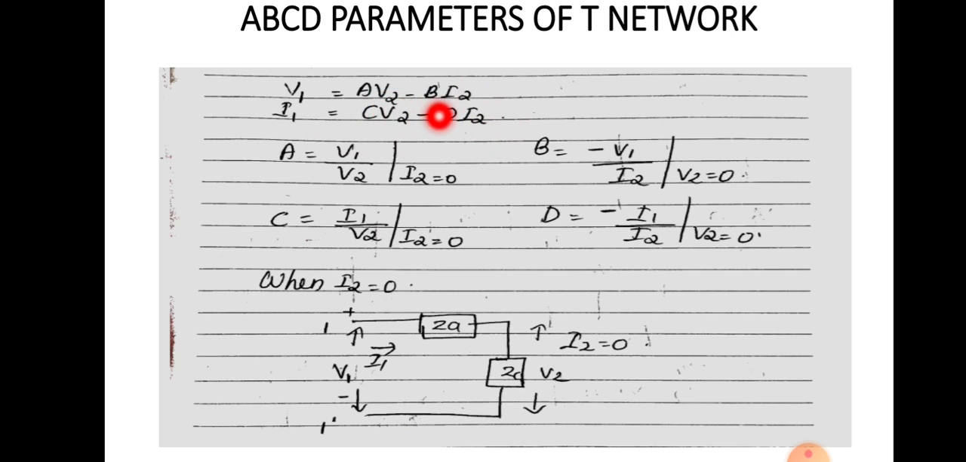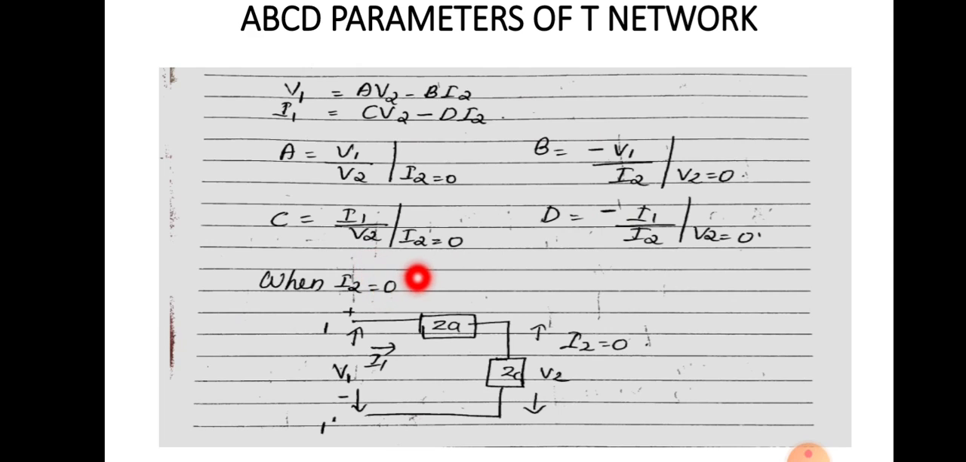So here, when you are putting I2 equal to 0, A will be equal to V1 by V2. B will be equal to V1 by I2 when V2 equal to 0. Similarly, C will be equal to I1 by V2 and D will be equal to I1 by I2. So these are the equations, okay.